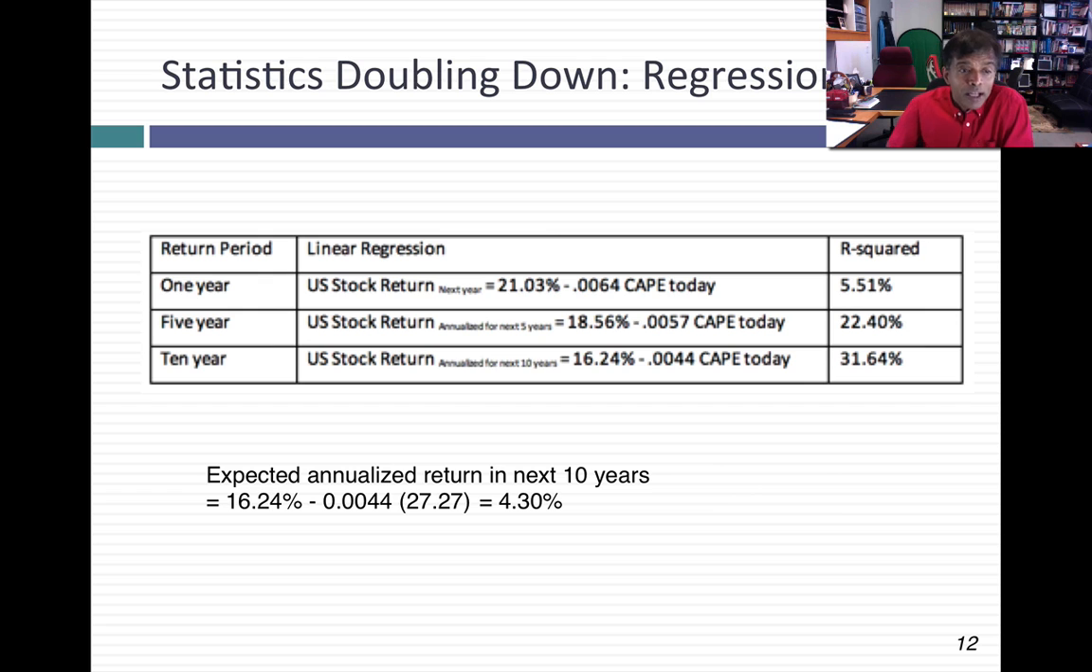That's scary low, right? Before you freak out though, remember that because the R squared is only 32%, there's going to be a range around it. It could be as high as 7, as low as 1. But if you buy into this regression, the next 10 years are going to be years in the wilderness for you if you invest in stocks.